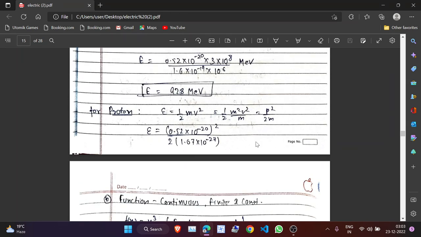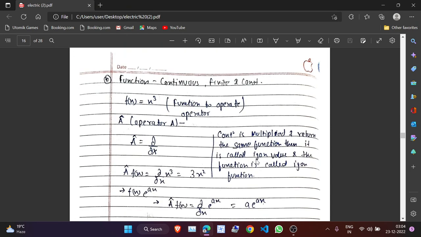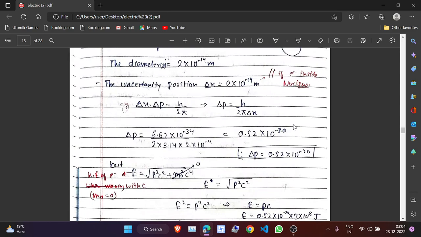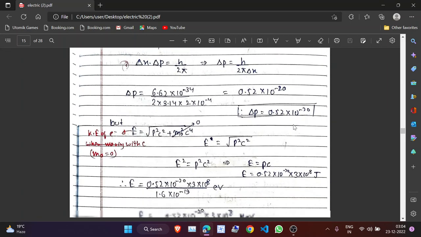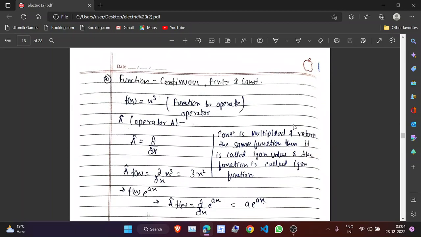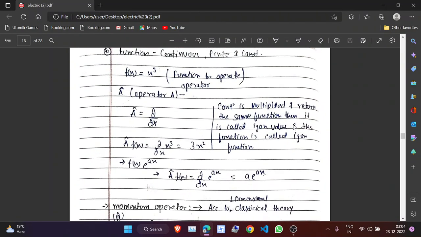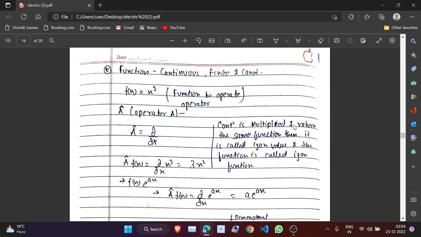Today in this lecture we will discuss functions, continuity and finite constants, and the Schrodinger wave equation. This is the third part of our quantum mechanics series for CSBS channels. In the previous lecture, we discussed the Heisenberg uncertainty principle and its applications. So, without wasting our time, let's get started, because today we'll end this series.